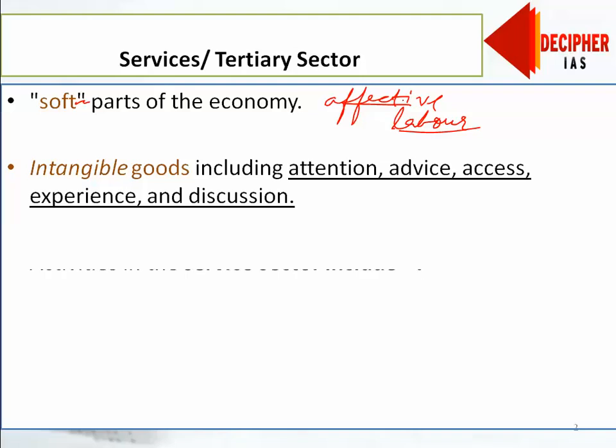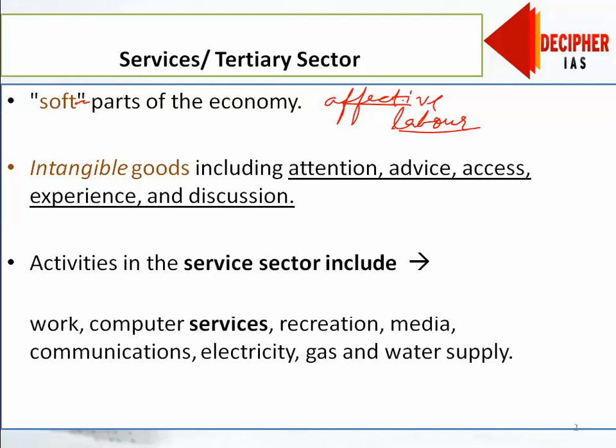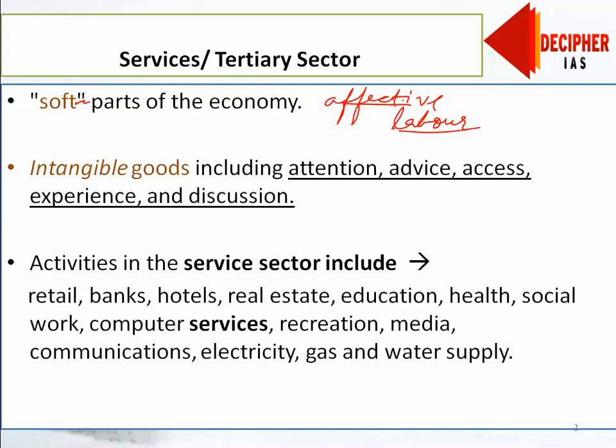So activities in the service sector, there are many different kind of activities in the service sector. For example, retail, banks, hotels, real estate, education, health. You see, in retail you get products, but the person who is providing your product is getting from somewhere else. So this is kind of service. Because your shop owner is providing you service, he is charging some more amount than the actual amount. So that is called the profit.